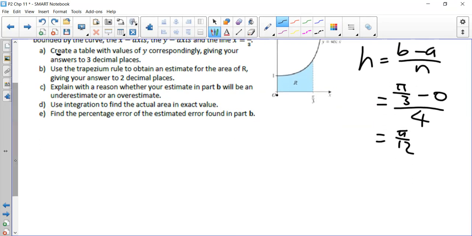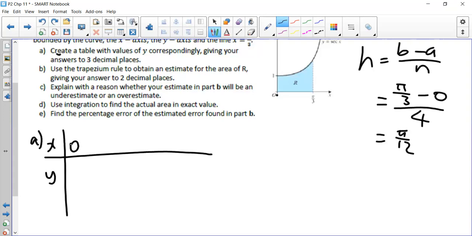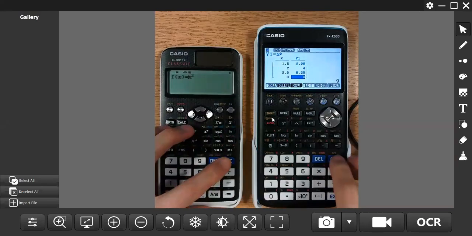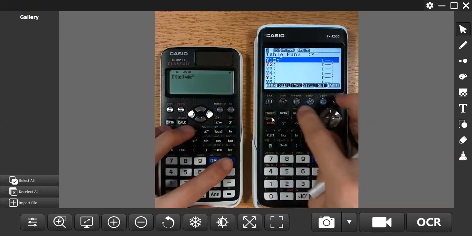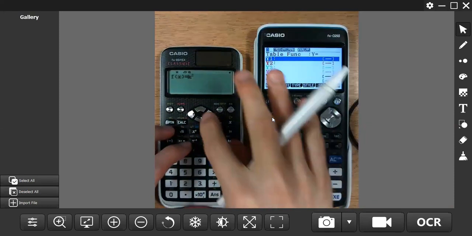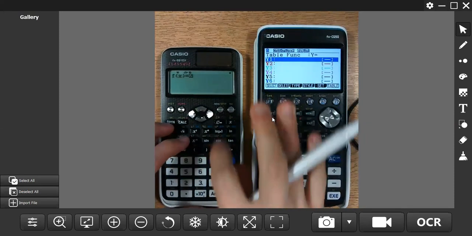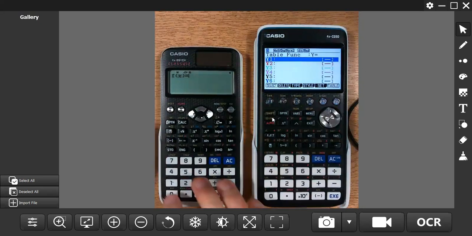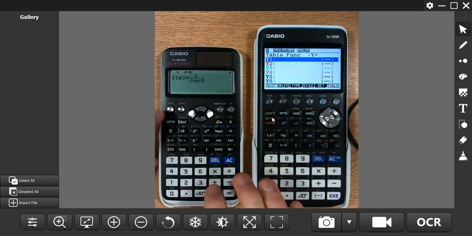So we're going to create a table for part A, this time from x and y, from 0 all the way to 4. Again, use a calculator. How do we do that? Right, so let's try that again. So let me press AC again and clear that. So for sec x, there's no sec x in the calculator. So what we can do is 1 over cos.